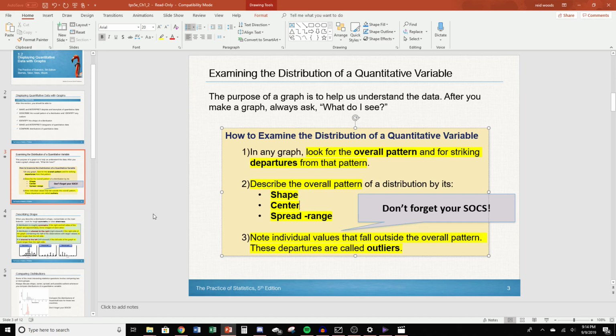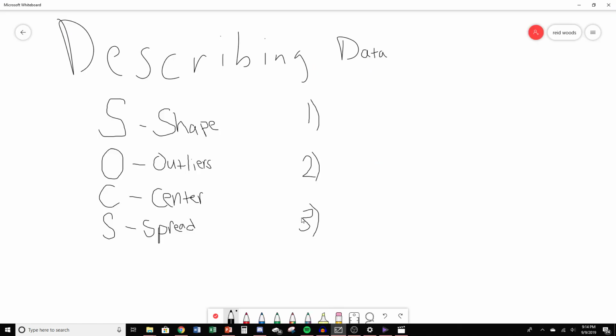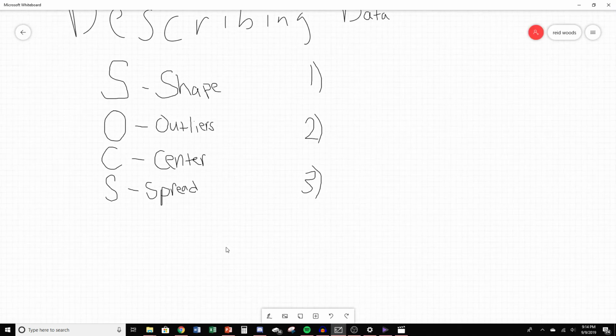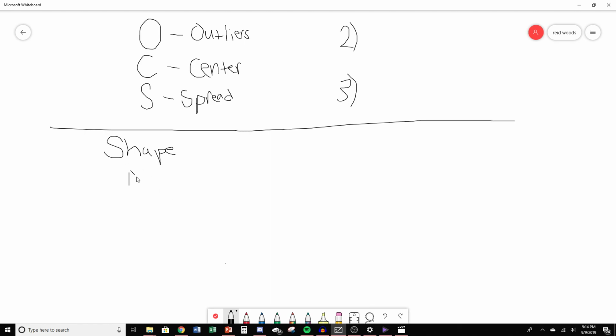Okay, so next we want to talk about describing the shape. One of the most important parts of stats when you're looking at a distribution is its shape. And there are several different types. The first one is symmetric.